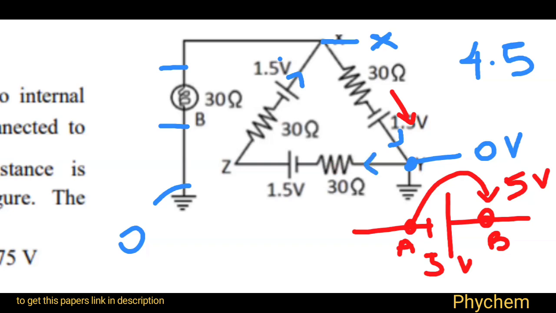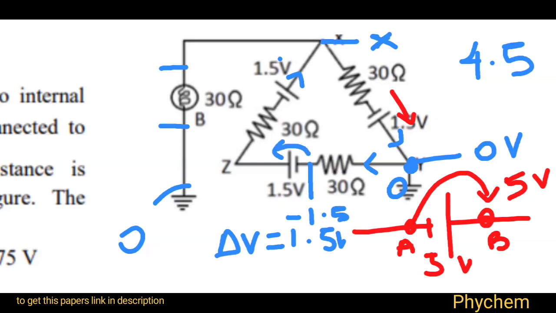Okay. So every cell has a voltage difference ΔV equal to 1.5 V. At this point the voltage is 0 because it is earth. So this point will be minus 1.5 V when crossing this battery in this direction. At point Z, this point is 0, it is minus 1.5, and now it increases by 1.5. Again the potential at Z will become 0.